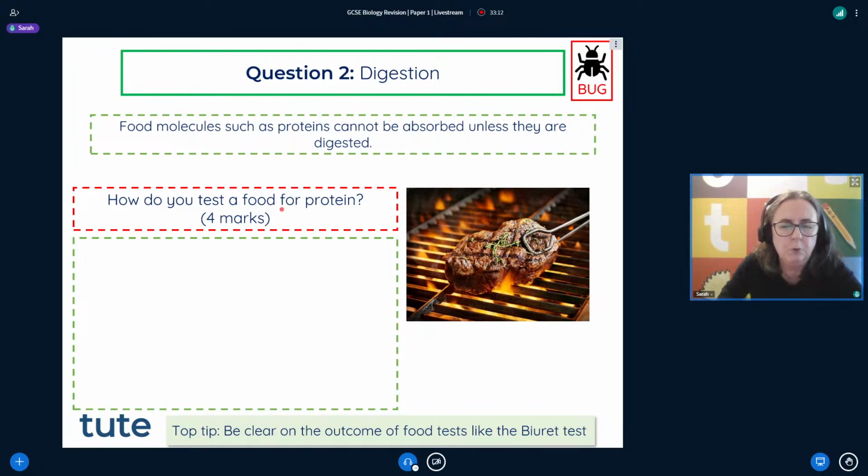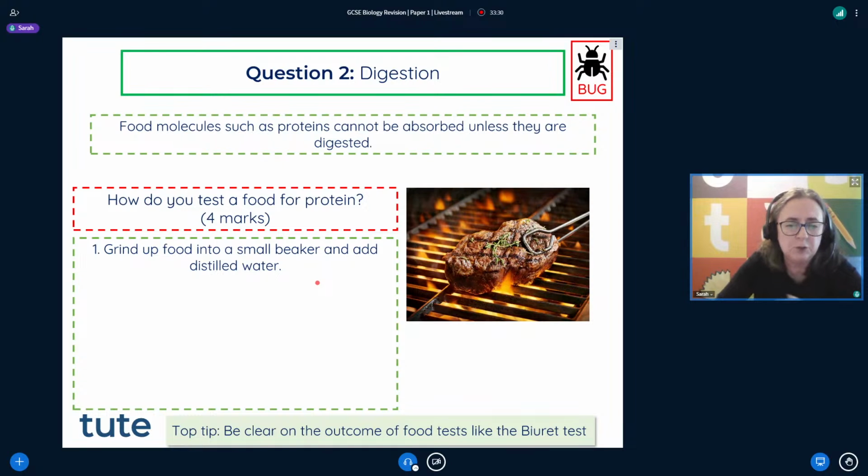Okay, and this is a 4-mark question. So you have to say clearly and simply what you would do if you were testing a food for protein. What you do is you grind up the food into a small beaker and add distilled water. This is what you do with all foods that you're testing. By the way, you start with this first stage: you could take that food, grind it up with a pestle and mortar or something, and add distilled water.